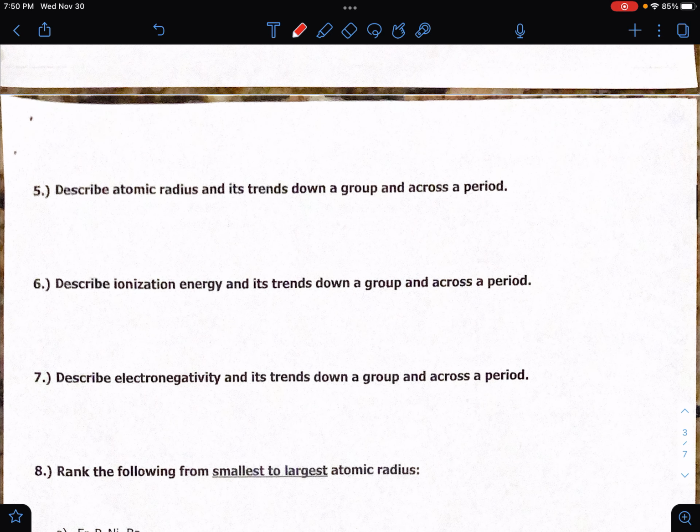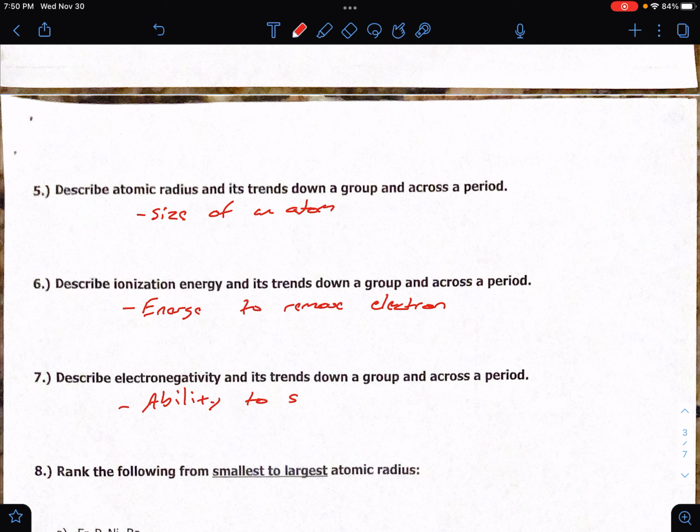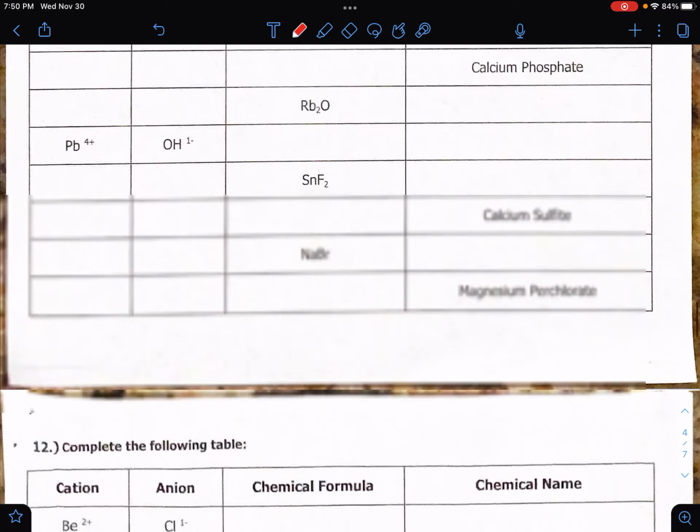Okay, describe atomic radius and its trends down a group and across a period. So atomic radius is simply the size of an atom. Ionization energy is the energy to remove an electron. And electronegativity is the ability to steal an electron, or the likeliness to steal. So the way I'm going to describe these trends is on the key. I have those written down, but I'm going to show you visually on the periodic table.